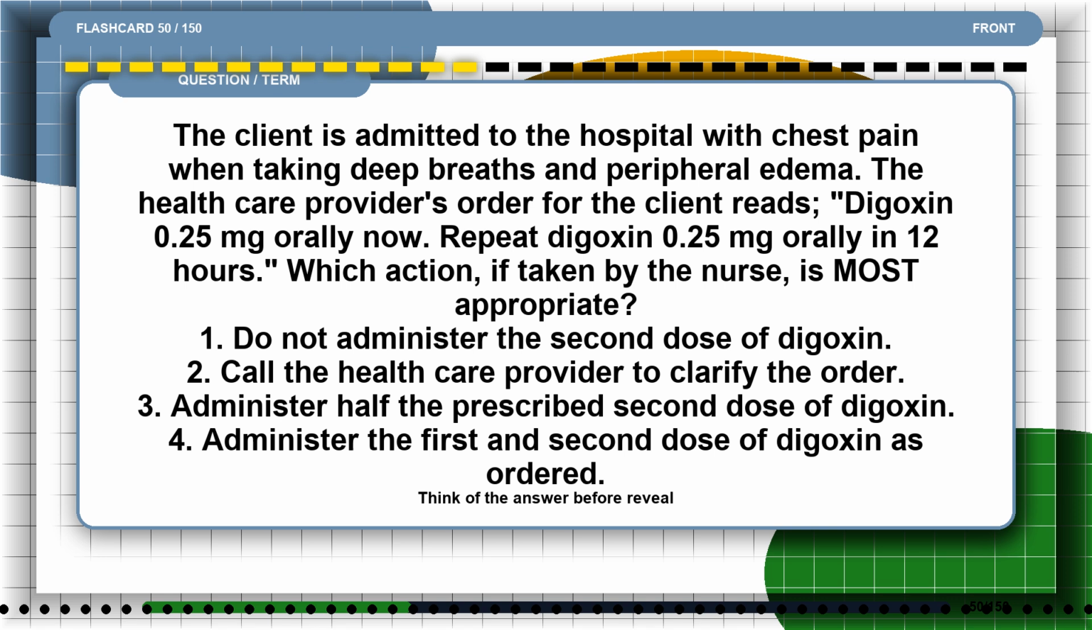1. Do not administer the second dose of Digoxin. 2. Call the healthcare provider to clarify the order. 3. Administer half the prescribed second dose of Digoxin. 4. Administer the first and second dose of Digoxin as ordered. Think of the answer before the reveal.